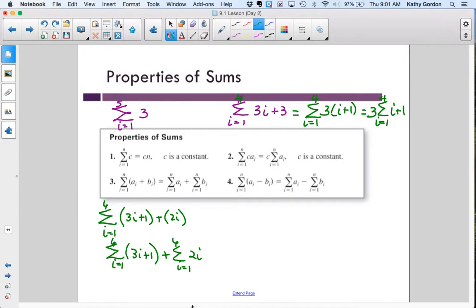And it works the same with subtraction. So whether you're adding two functions together or subtracting two functions from each other, you can split it up and take the summation of each one separately and then add or subtract the answers you get, the sums you get, rather than trying to do it all at once. Okay, so just a few properties or tricks to help you when you're trying to solve these that might make the calculation a little bit easier. Okay, keep them in mind.